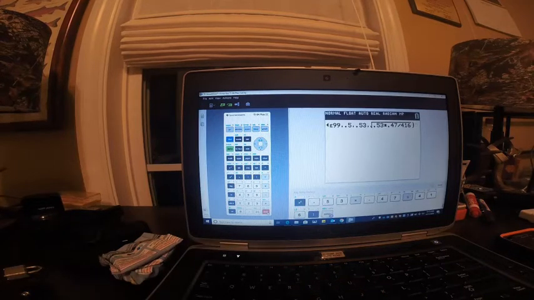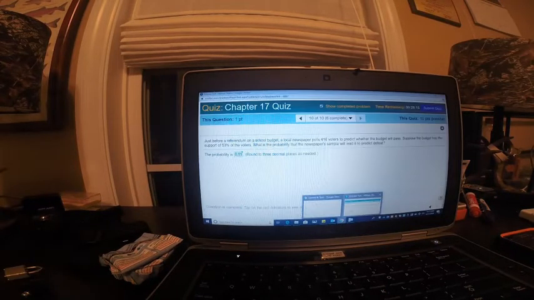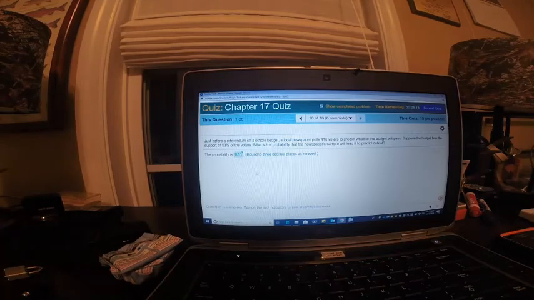Okay, paste that in. And I should get 0.11. And if we look at the answer choice, that is the correct answer choice. It is indeed 0.11. And it's that simple.